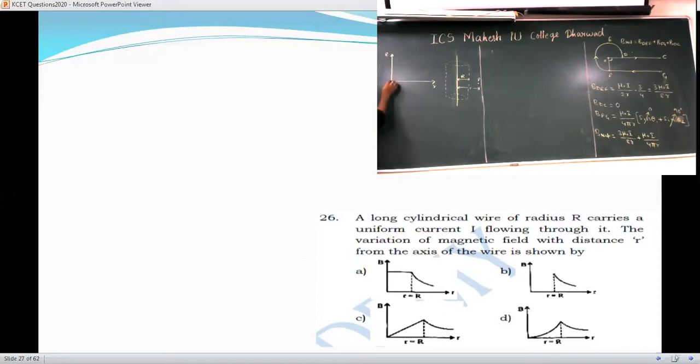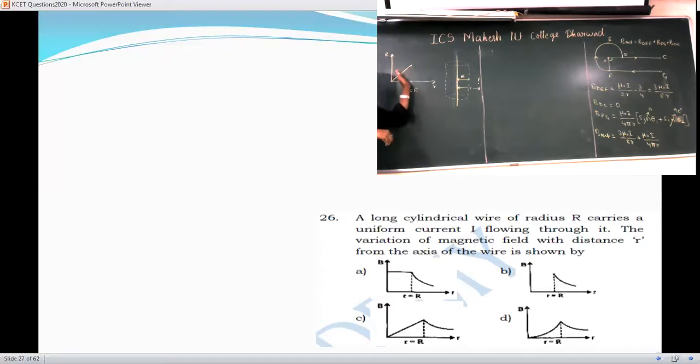Now at this point small r is equal to 0. As small r is equal to 0, what about the magnetic field at the center? It is 0. But as you increase small r, at a certain point small r is equal to capital R. So when it starts from 0, it increases linearly, and it will reach the point where small r is equal to capital R.